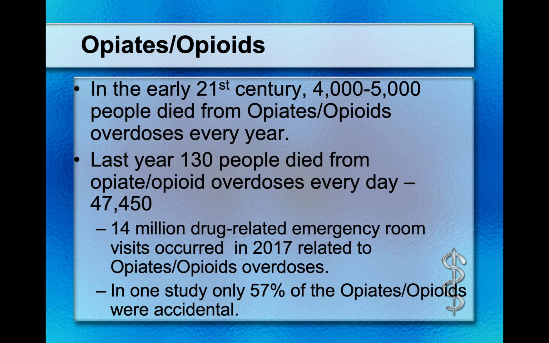In the early 21st century, 4,000 to 5,000 people died from opioid overdoses every year. Last year, 130 people died from opioid overdoses every day. That's a total of 47,450 people.